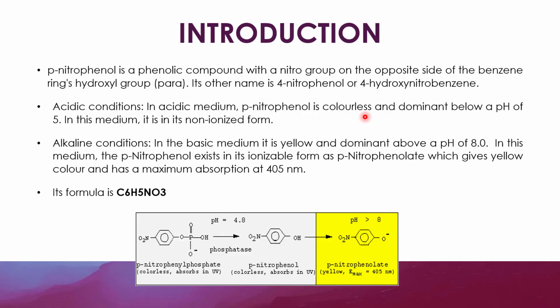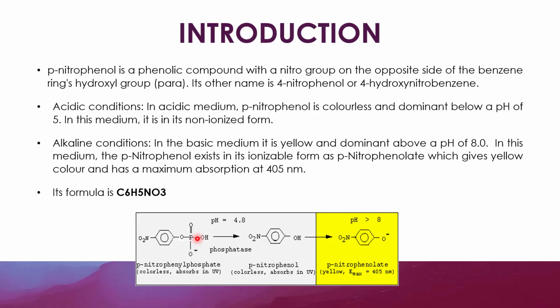In an acidic condition, p-nitrophenol is colorless and dominant below a pH of 5. In this medium, it is in its non-ionized form. And in the basic medium, it is yellow and dominant above a pH of 8.0. In this medium, p-nitrophenol exists in its ionized form as p-nitrophenolate, which gives a yellow color and has a maximum absorption at 405 nanometer. And its chemical formula is C6H5NO3.